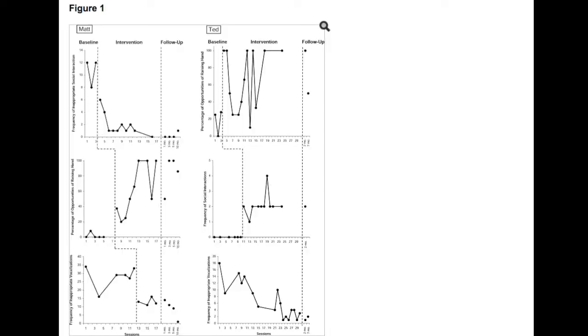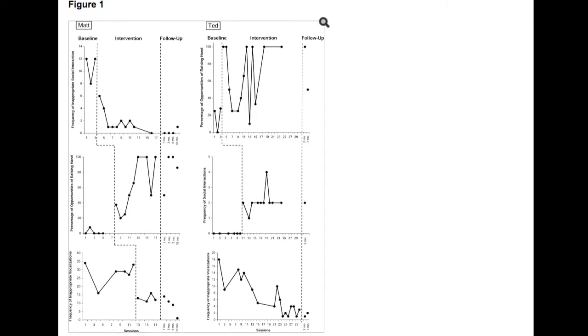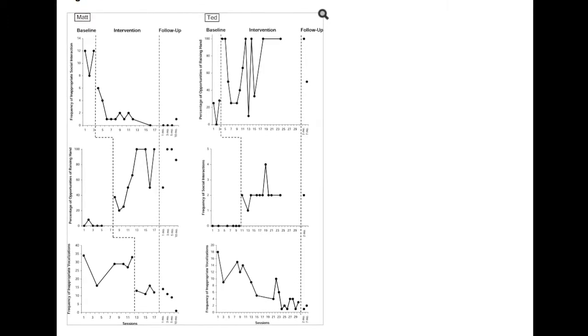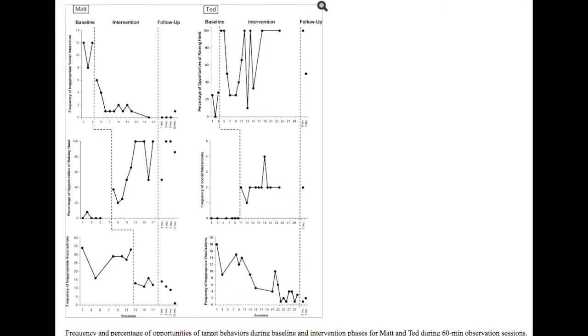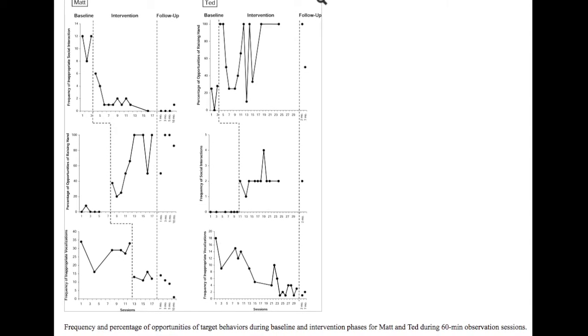Targeted behaviors for Matt were inappropriate social interactions, inappropriate hand raising, and inappropriate vocalizations. For Tim, the targeted behaviors were inappropriate hand raising, inappropriate social initiations, and inappropriate vocalizations. Matt completed 13 intervention sessions over 5 weeks, and Tim completed 18 sessions over 10 weeks. Results show that positive behaviors increased and negative behaviors decreased after the introduction of the intervention. These results were maintained for up to 10 months.